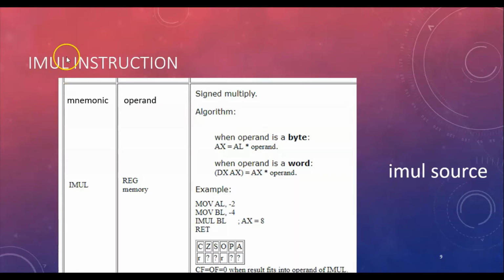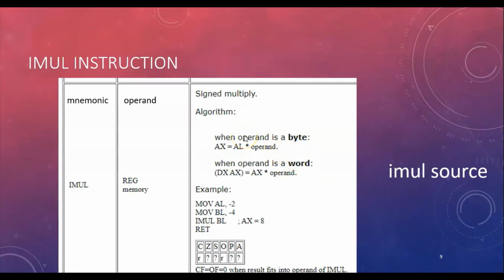We go to the IMUL instruction. The format of the instruction is IMUL and then the source. Our mnemonic is IMUL and the operand can be either a register or memory. IMUL works on signed numbers, and the operation can be in size of byte or word, same as MUL.